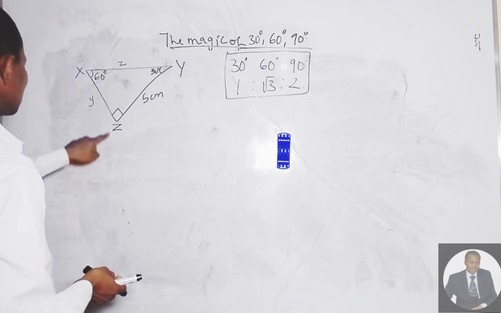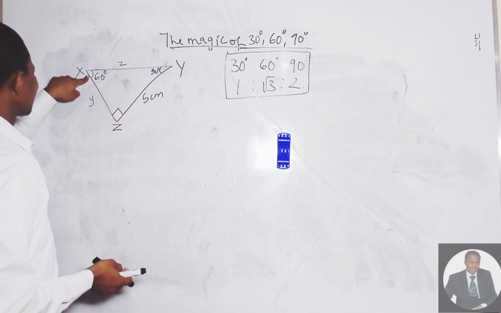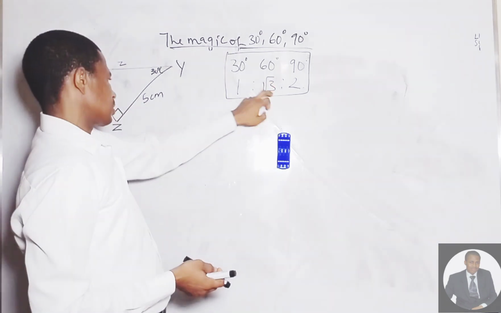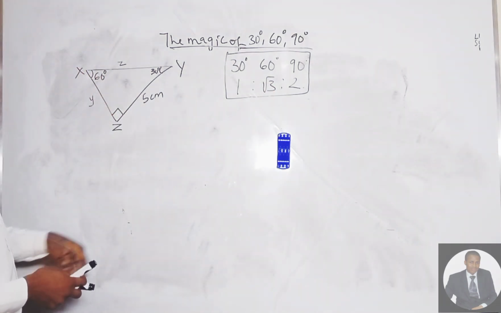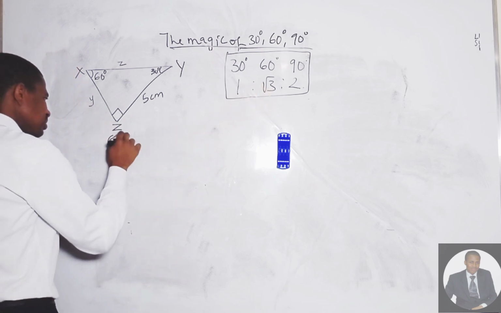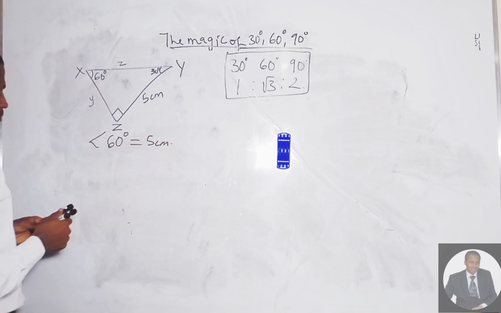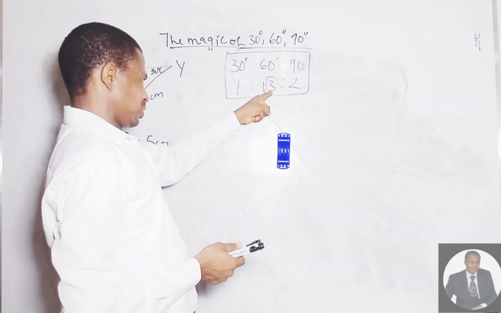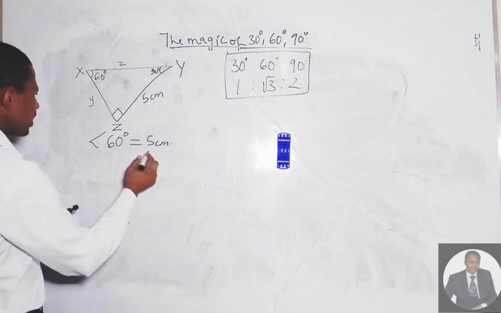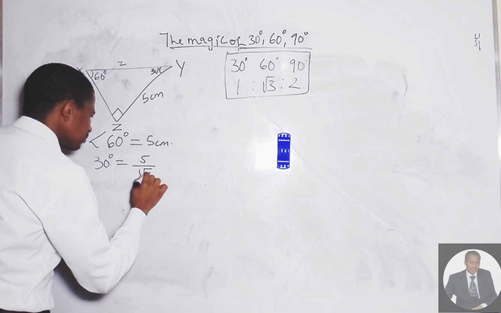Where is the hypotenuse? The side facing the angle 90. Where is angle 60? The side facing it is 5 centimeter. Now, we are given 60, which is root 3, as 5. So the side facing angle 60 is 5 centimeter. What do we do to root 3 to get 1? We divide root 3 by root 3. So whatever we are given, to get angle 30, we just divide 5 over root 3.